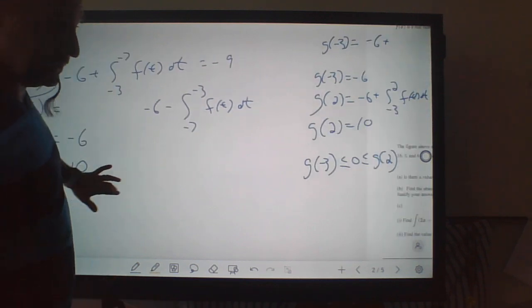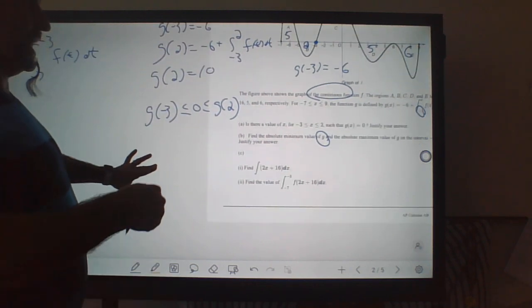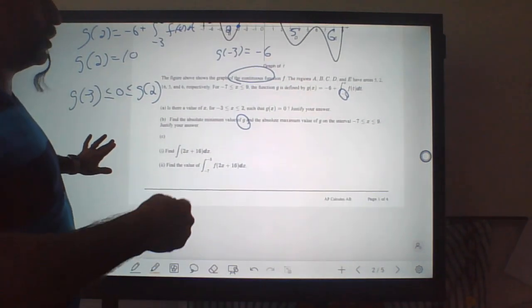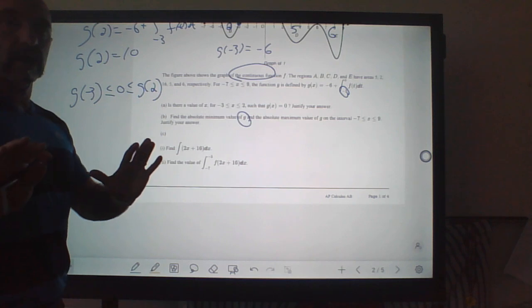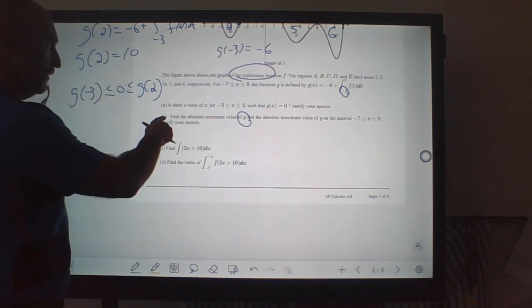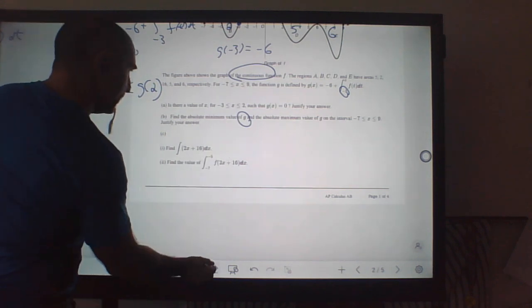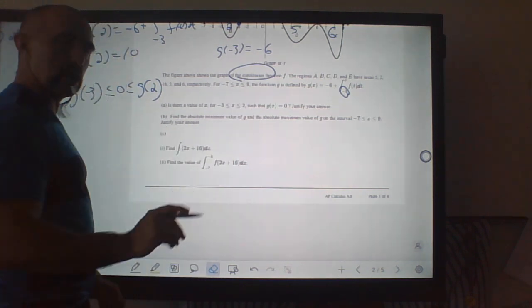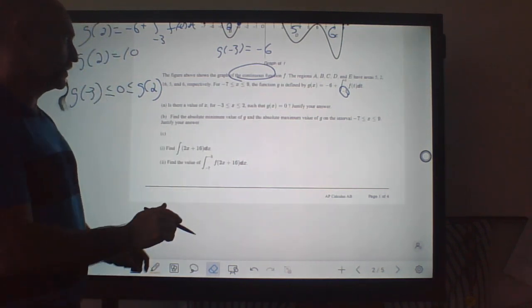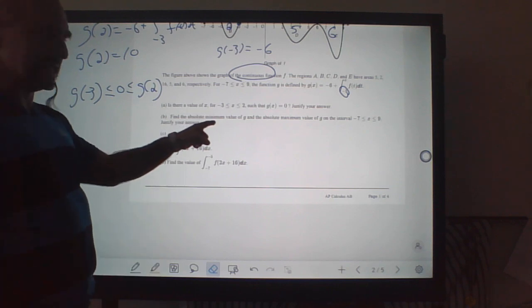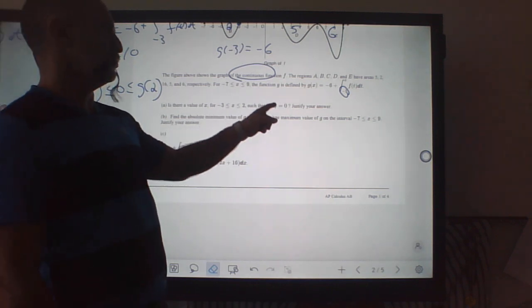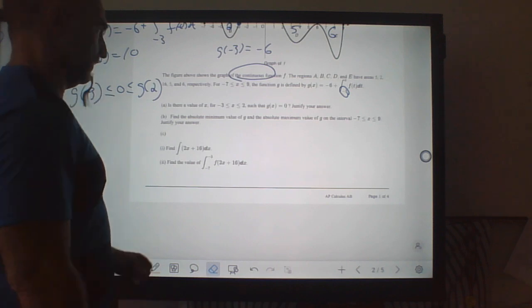Now check the question. Are they asking for the x value of the absolute max, or are they just asking for the absolute max and absolute min? They want to know the absolute min and the absolute max. Those are y values. So the absolute min is -9 and the absolute max is 10.